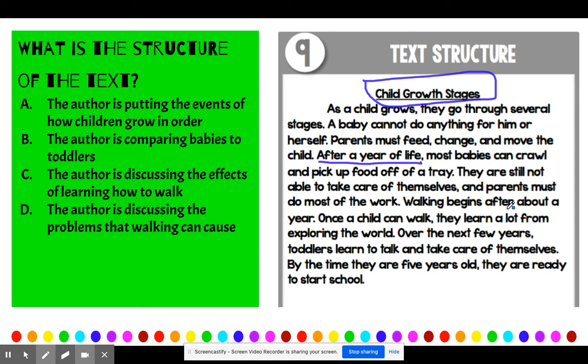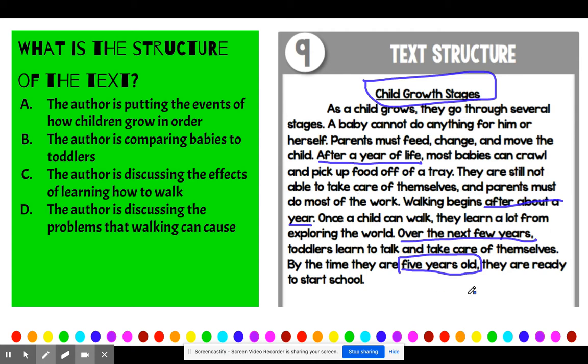Walking begins after, I hear that word, about a year. Again, a sense of time, okay? After a year. Once a child can walk, they learn a lot from exploring the world. Oh, here I see another thing of time. Over the next few years, toddlers learn to talk and take care of themselves. By the time they are, here's an age, which kind of tells me that time has passed, right? By the time they are 5 years old, they are ready to start school.